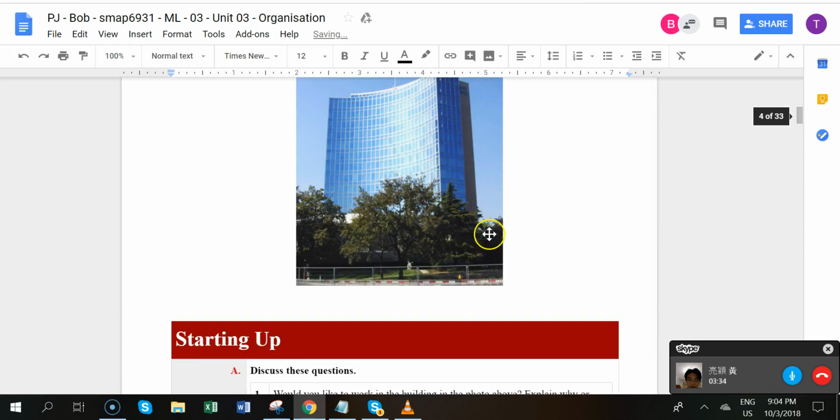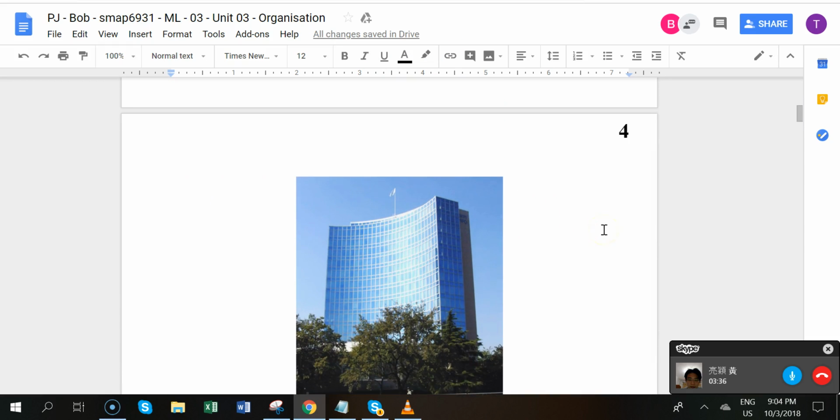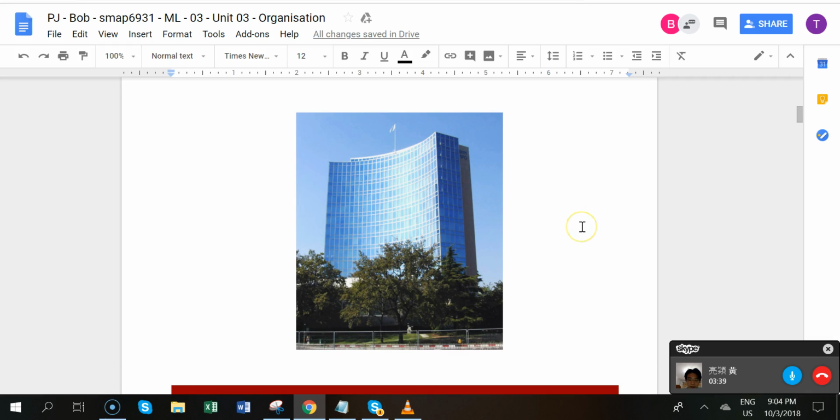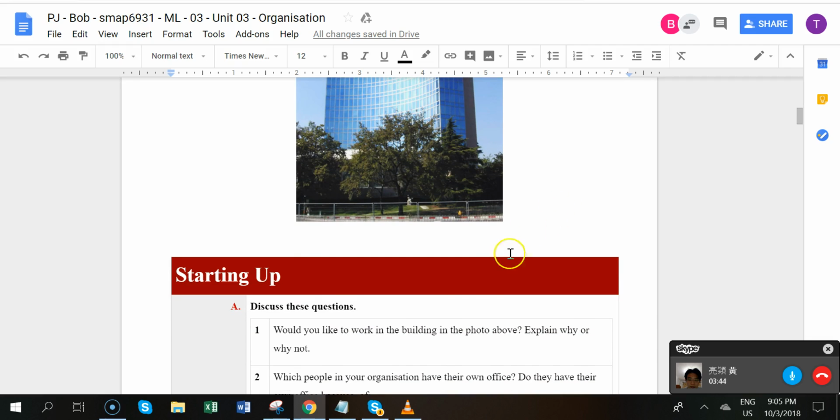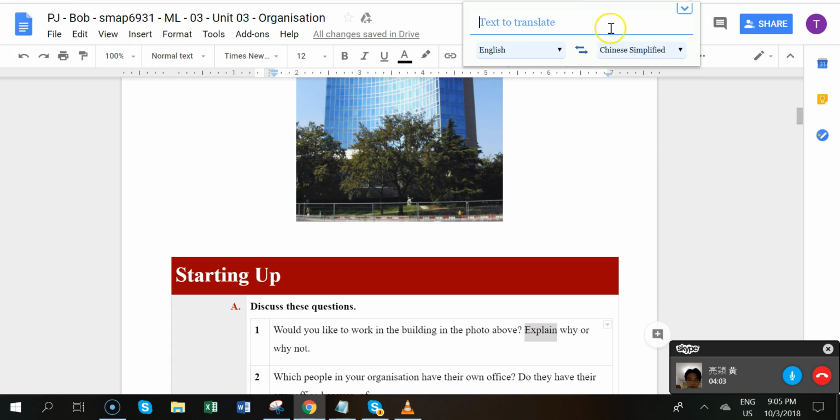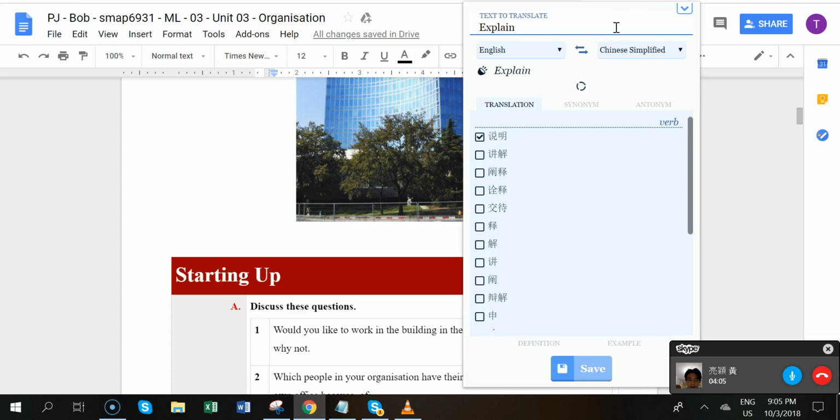Okay. So now let's move on to page 4. Can you see it? The building? The blue building. So please read number 1. Question number 1. Thank you, Bob. Would you like to work in a building in the photo above? Explain why or why not. Can you please read this word? Explain. Okay, one more time. Explain. So that is read as explain.